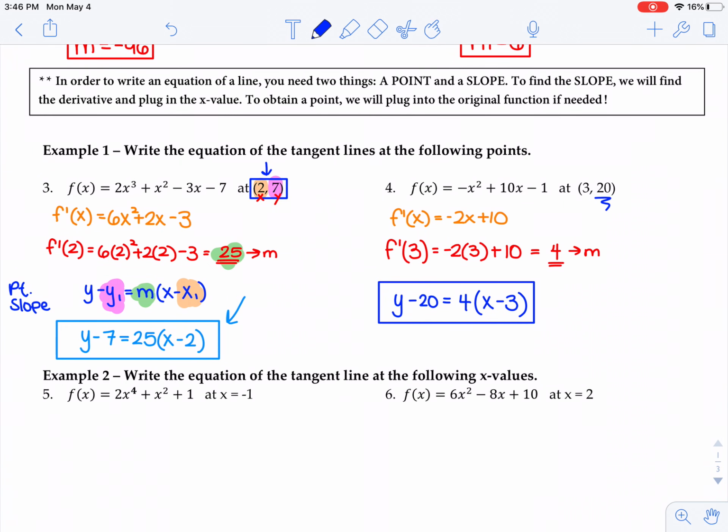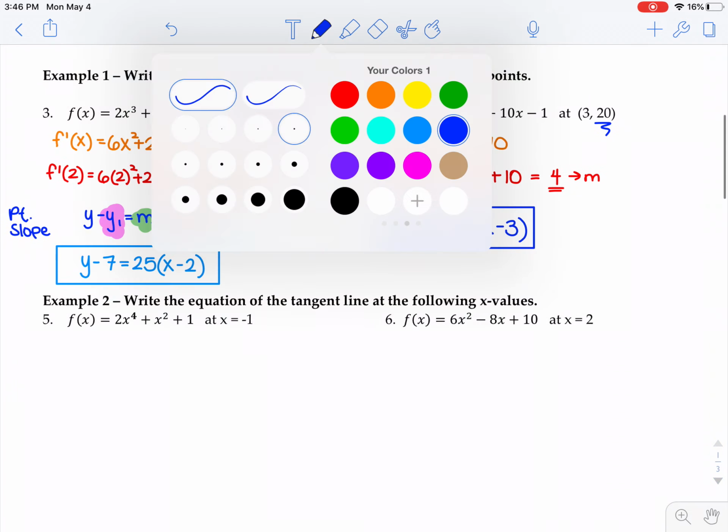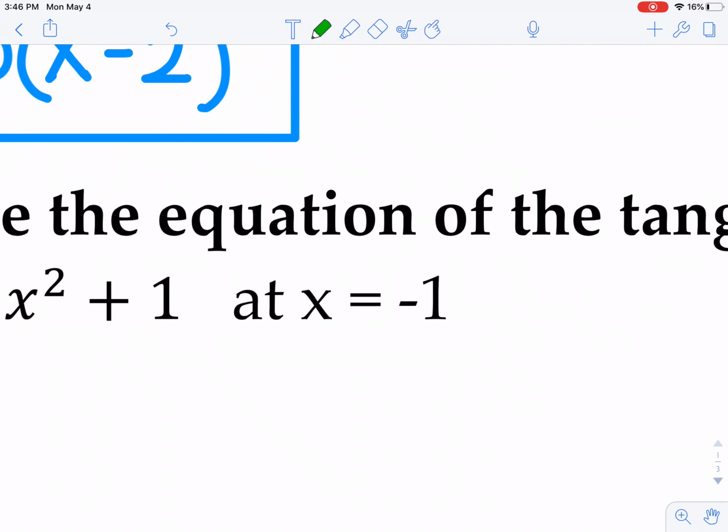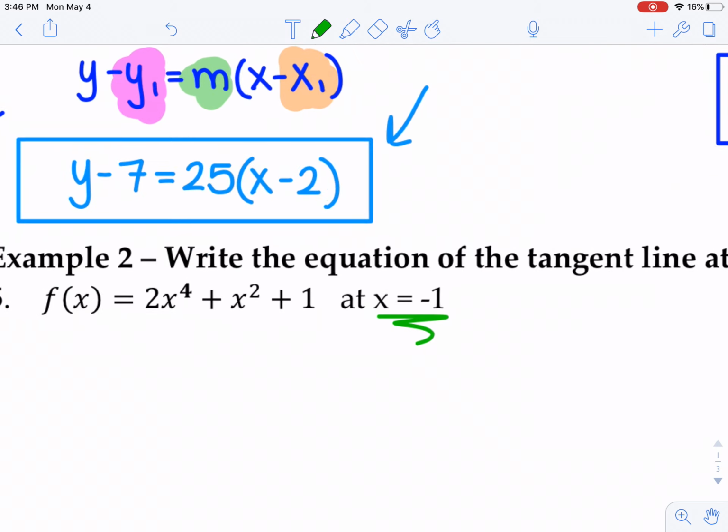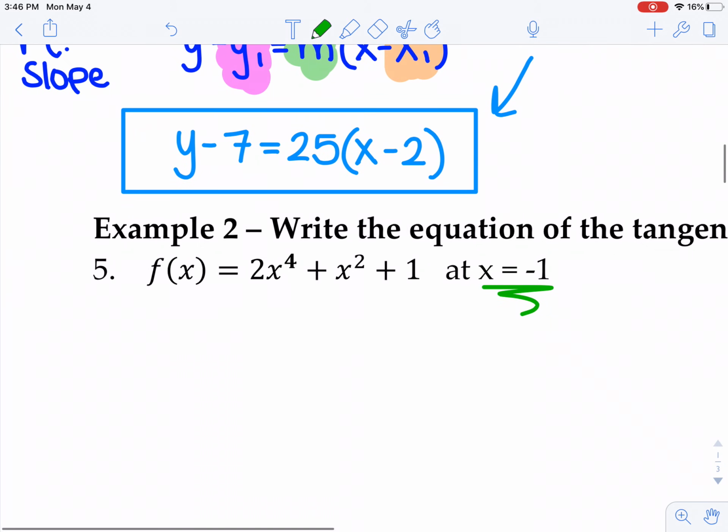Perfect. Let's take it another step further. This part is interesting. Here's why. It only gives me an x value. It doesn't give me a whole point. So how do I find the y value of the point? To find the y value of the actual point, we plug into the original function.